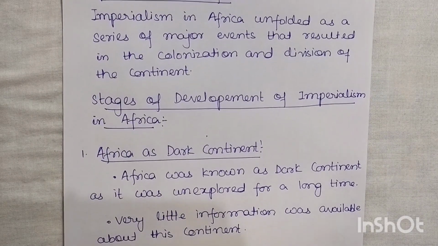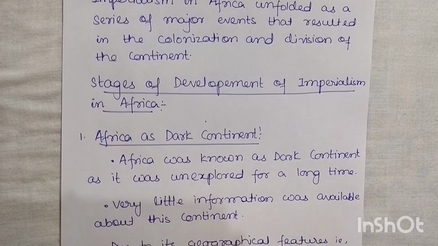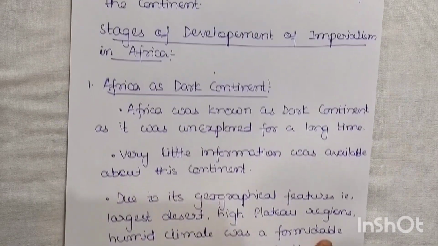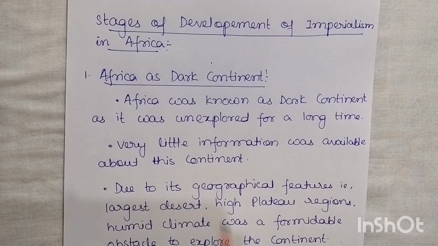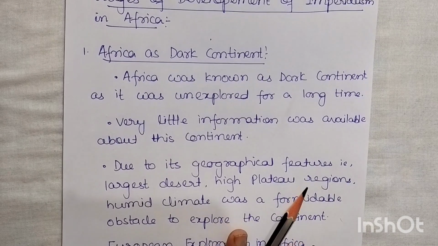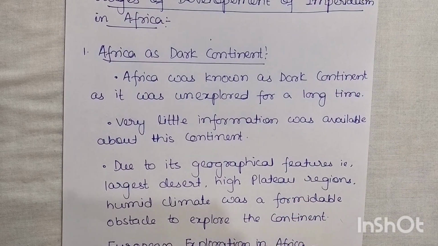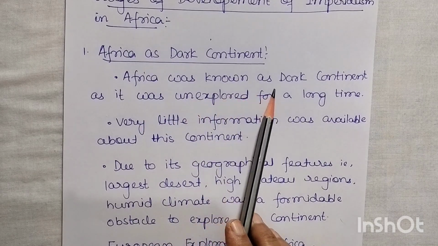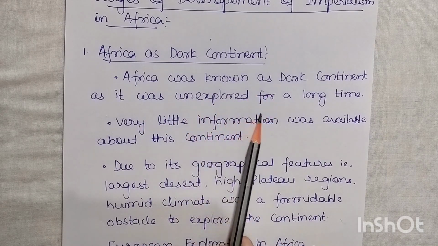Okay, the stages of development of imperialism in Africa, how it started and how the whole process got done. So first of all is Africa as a dark continent. Okay, so the other name is that Africa is also known as the dark continent. You might have got this question in your GK or in your MCQs also. So Africa was known as the dark continent as it was unexplored for a long time.